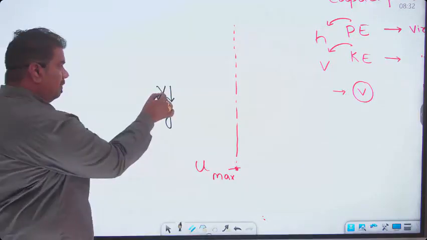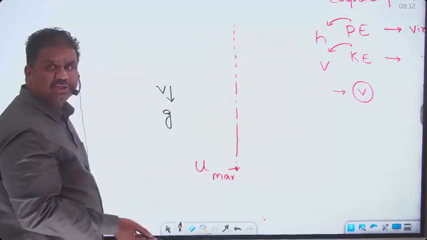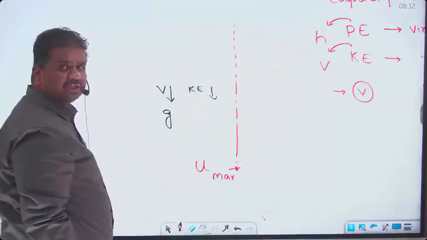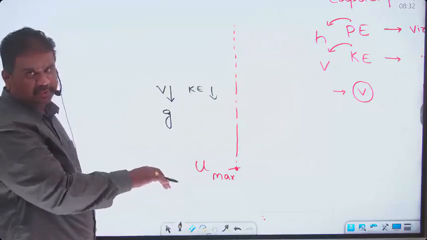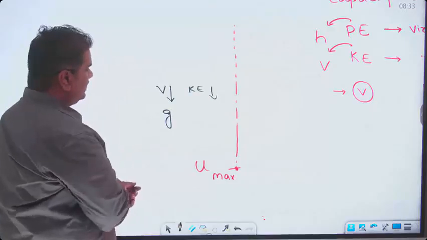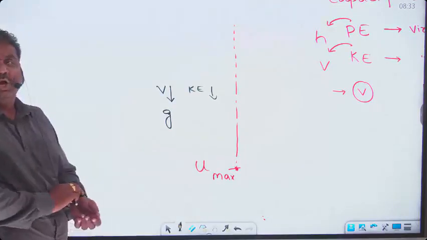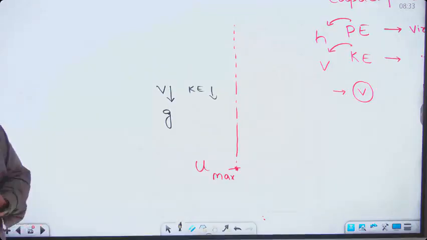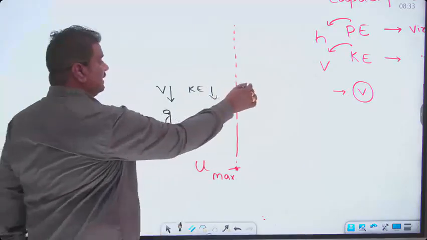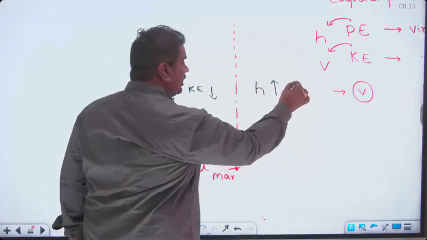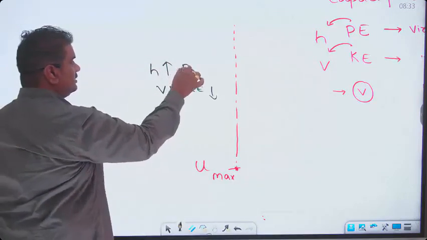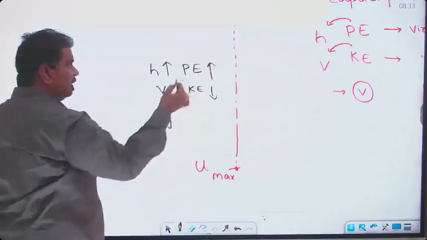మరి the moment the velocity is decreasing, what happens to kinetic energy? So here in this case, as the object is rising upwards, kinetic energy will also keep on decreasing with respect to that. At the same time, when the object is rising upwards, what happens to the height? Height is increasing. When the height is increasing, what happens to potential energy? Potential energy will increase.